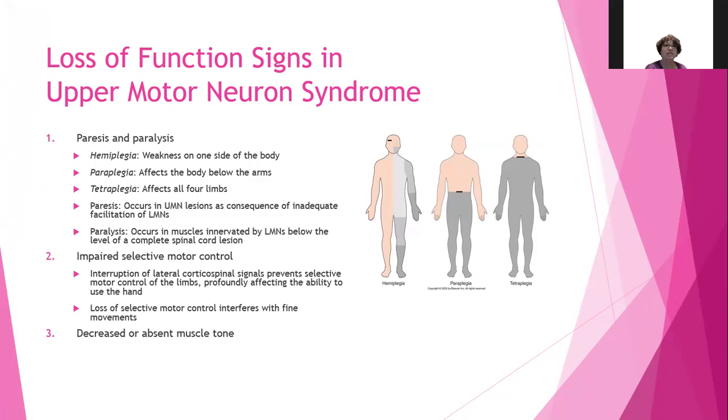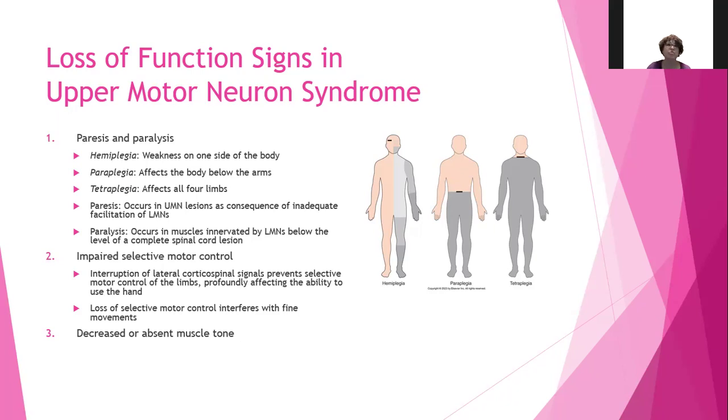With lower motor neurons, you get paresis and paralysis because there's a lesion in one of the lower motor neurons, and you get it just in the area served by that lower motor neuron, or one or more of the lower motor neurons. With upper motor neuron syndromes, you tend to get paresis and paralysis in patterns. So with a CVA, hemiplegia is a common pattern where you have weakness on one side of the body.